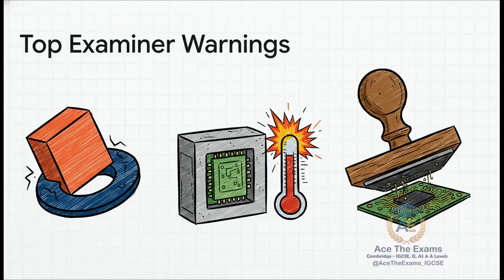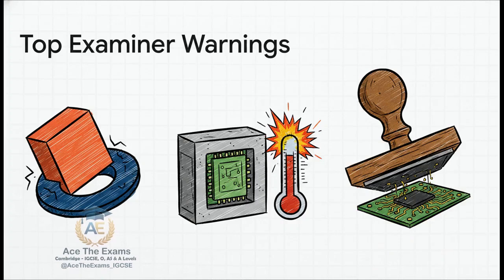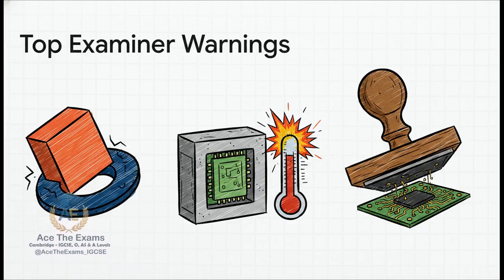Mistake number 2, forgetting boundary conditions and edge cases. When discussing multiple cores, students almost always forget the overhead of intercore communication. An edge case might be a task so computationally small that the time taken to divide it among the cores actually exceeds the time it would take to just process it on a single core. Or what about thermal throttling? You pack too many cores into a small device, it overheats, and performance actually drops.